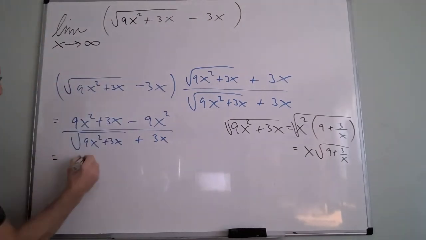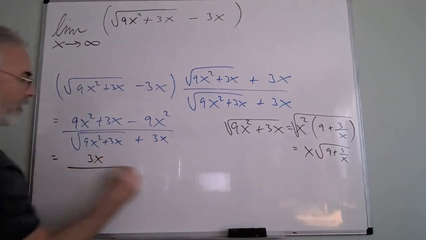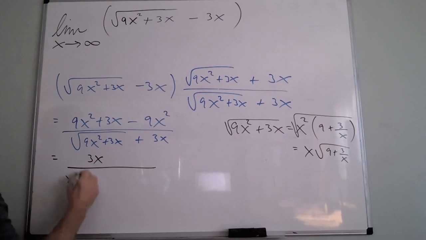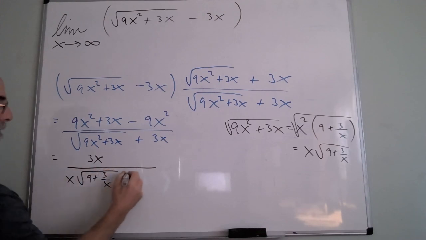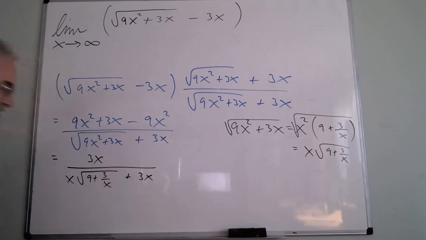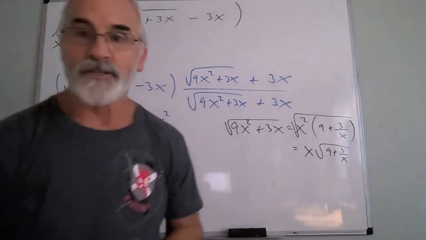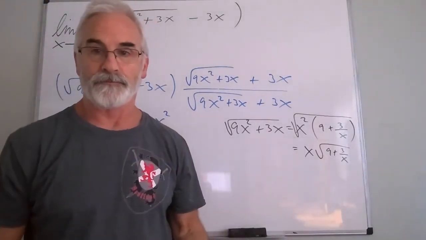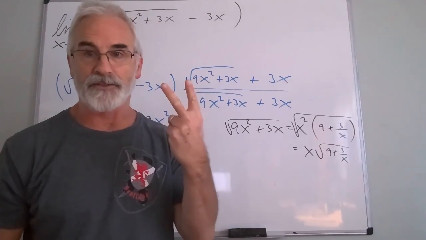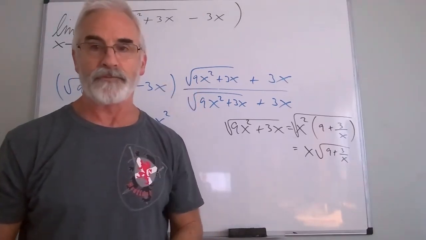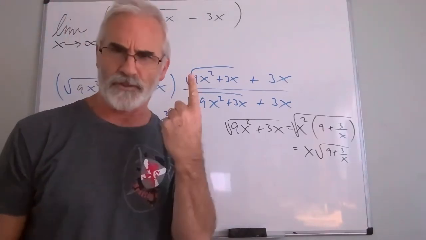So right now on top, I have 3x. On the bottom, I have x times the root of 9 plus 3 over x, plus 3x. You should really like this. X, x, x. It is correct to factor and cancel, but that's going to take exactly 2 steps algebraically. I'm too impatient. I'd rather get the answer in 1 step.